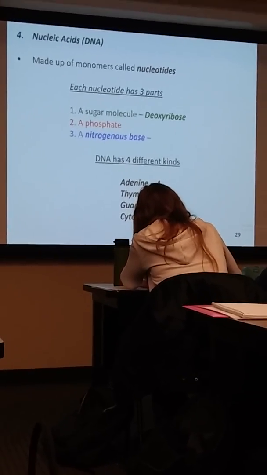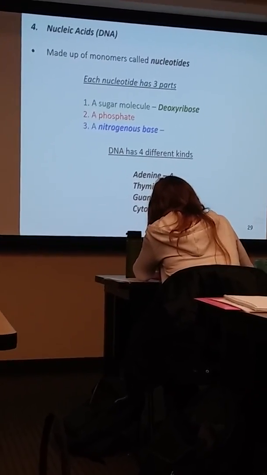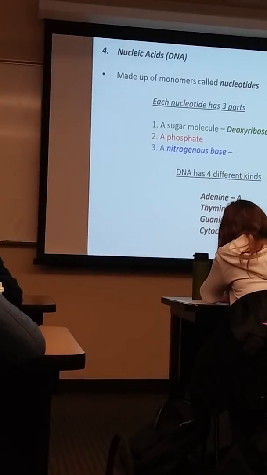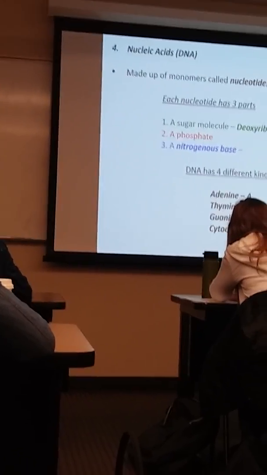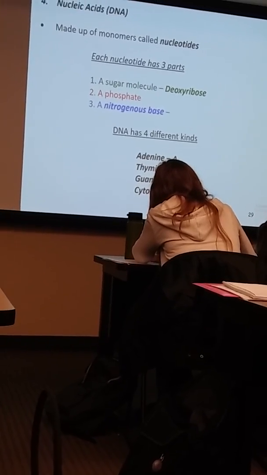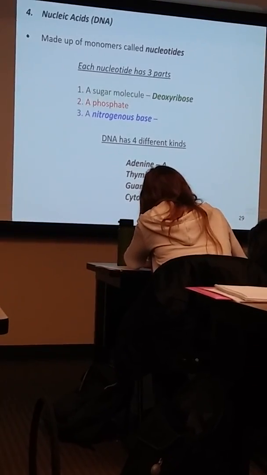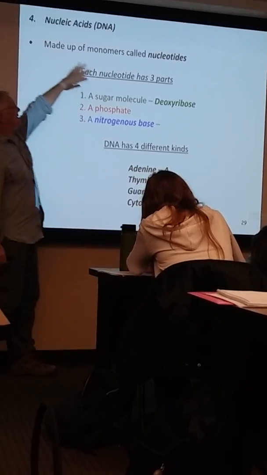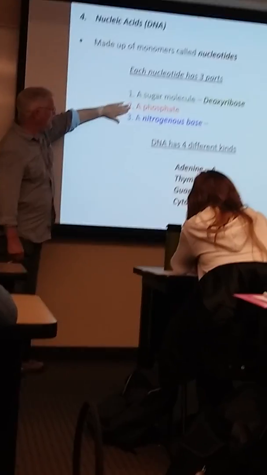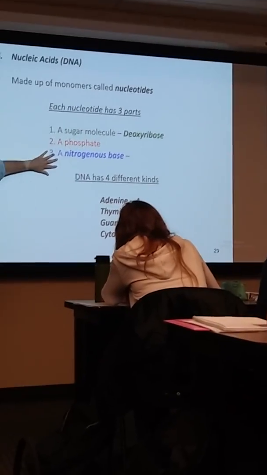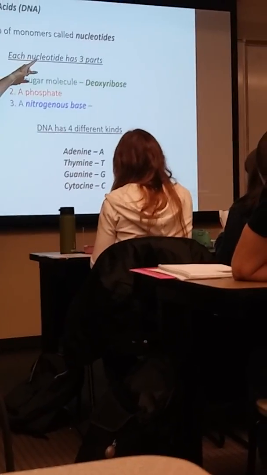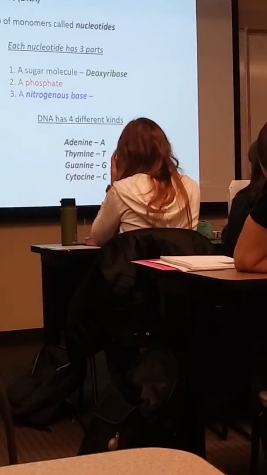Okay, well, nucleotides are polymers. So that means they have to have their own monomers as well. That's how big and complicated nucleic acids are. They're polymers made of polymers, which are made of monomers. So what is the building block of a nucleotide? Well, it has three parts. It has a sugar, a phosphate, and something called a nitrogenous base, whatever that is. Okay, so these three things make up a nucleotide. And nucleotides make up DNA.